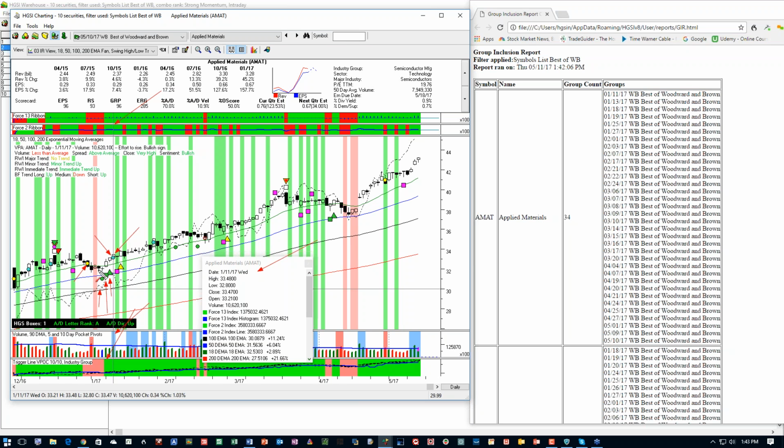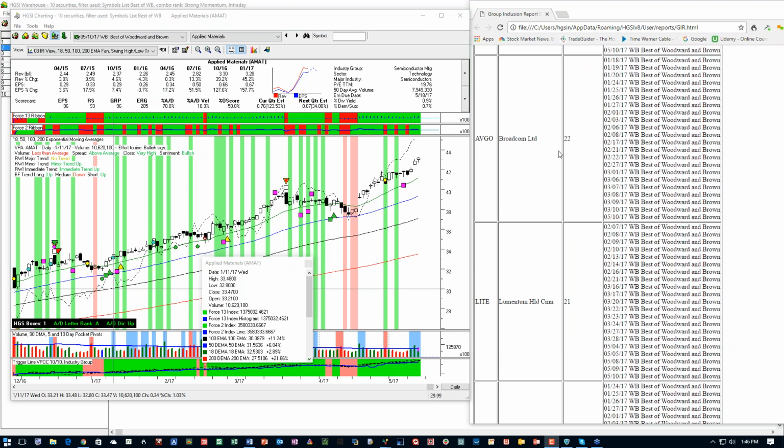What I'm pointing out here is that this stock appeared all of these times in the Best of Woodward and Brown, and it continues to go up. This is as of today. I did a manual update of the intraday quotes just a few minutes ago, and I'll update it again pretty soon.